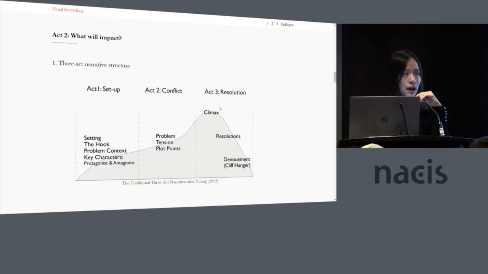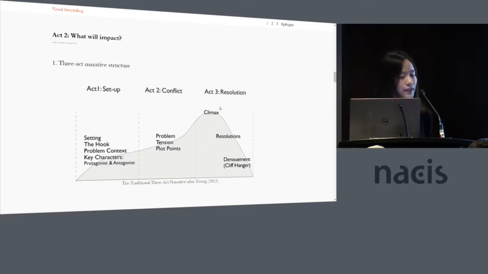Okay, so first I want to introduce the 3-act narrative structure. Some of you might be familiar with it, as it is traditionally used in literature and film. This narrative structure includes 3 acts. First, the setup usually provides the user a large picture about space, time, social context, and characters. Basically, all the information the audience needs before moving on to the following acts.